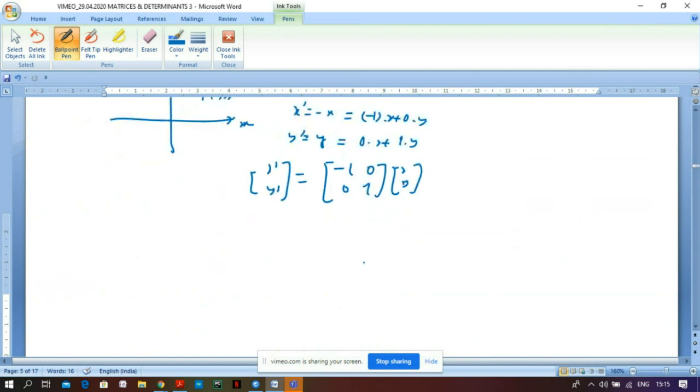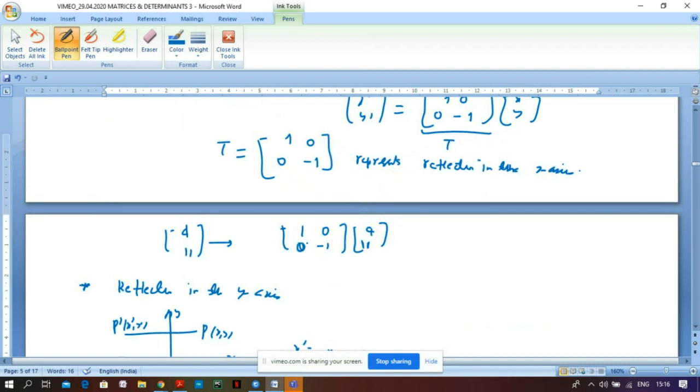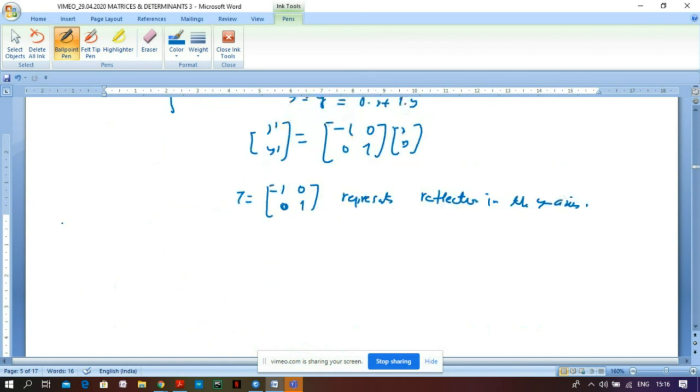So the matrix T, that is negative 1, 0, 0, 1, represents reflection in the y-axis. The reflection in the x-axis was 1, negative 1 on the diagonal. Now obviously they have been interchanged, so negative 1 goes up and 1 comes down, so this is negative 1, 1. They have just changed places on the diagonal. The off-diagonal elements are the same. It is natural to proceed after axis reflection to reflection through the origin.